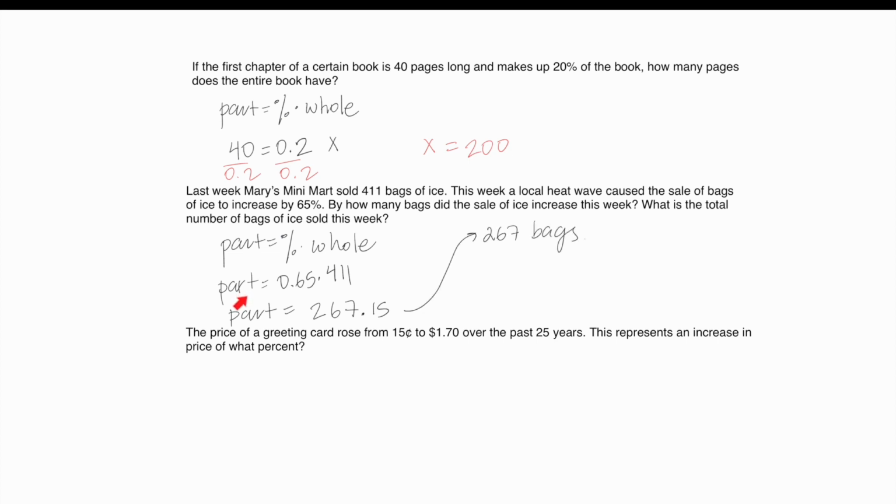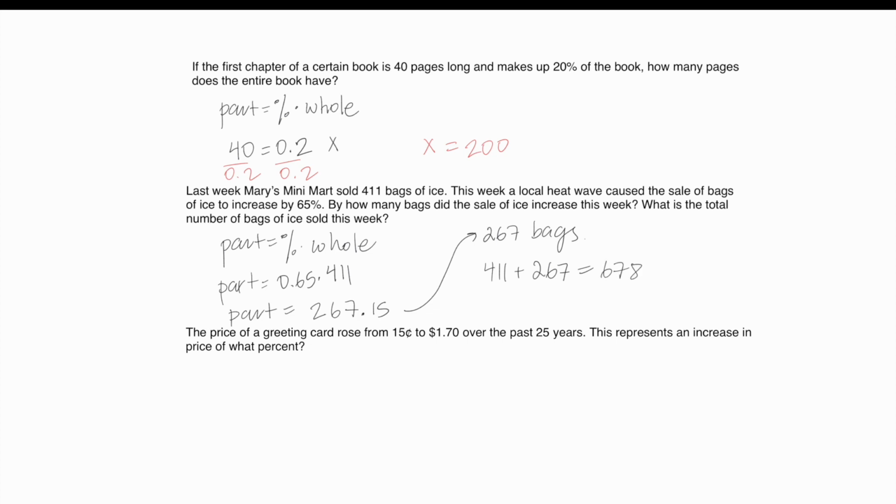We found the part that represents 65% of the original of 411. So 267 is how many more bags Mary's Mini Mart sold this week. And that's the answer to the first question, by how many bags did the sale of ice increase this week? We also have to answer the second question, what is the total number of bags of ice sold this week? And to find the total, well, we simply add 411 and 267. And the answer to that is 678.